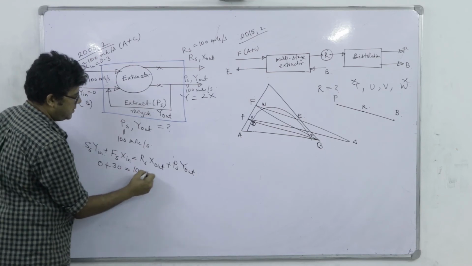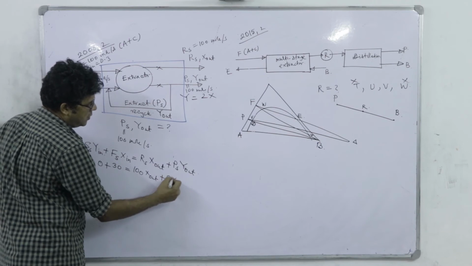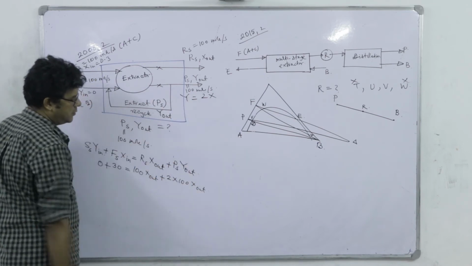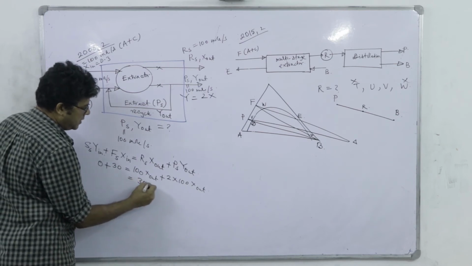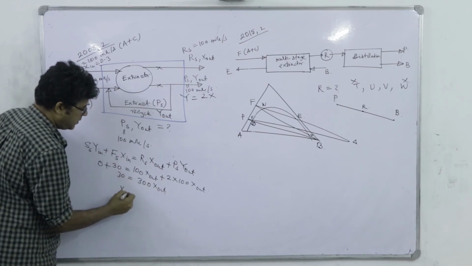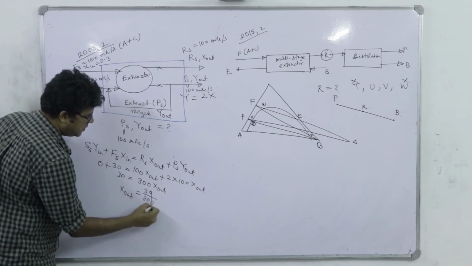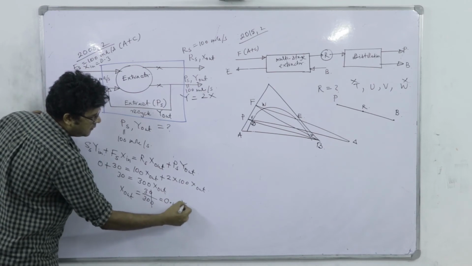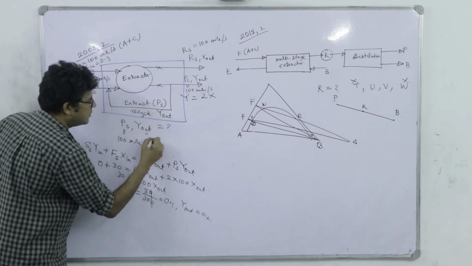So, that is equal to 100 into X out plus 2 into 100 into X out. Y out has been substituted as 2x. So, this is 300 X out and that is equal to 30. So, X out is equal to 30 divided by 300, so that is equal to 0.1. So, obviously, my Y out will be equal to 0.2. So, that is the answer.